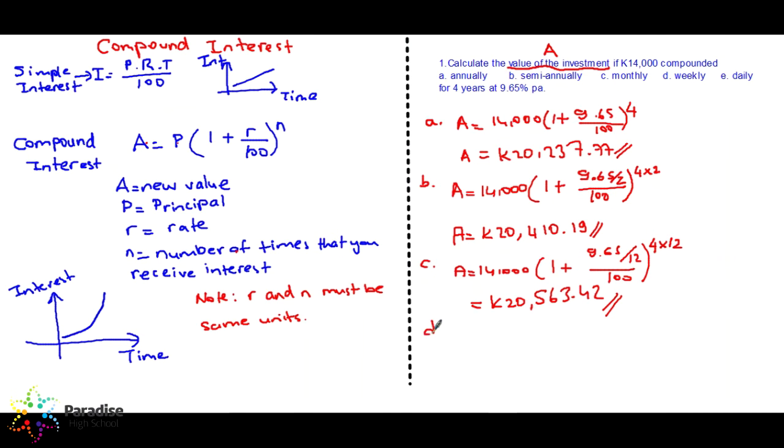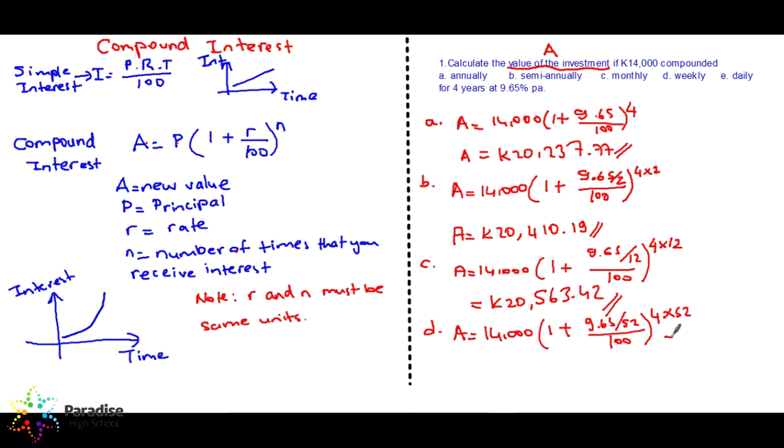So that is the new amount that will be in your account after 4 years, if it is compounded monthly. All right, next, if it is compounded weekly, then 14,000, 1 plus, what is your weekly rate? 9.65 is the annual rate divided by 52, because there are 52 weeks, divided by 100. In 4 years, how many weeks are there? 4 times 52. So this is your weekly rate, and this is how many times you receive interest in 4 years. Since you receive interest every week, then in 4 years, 4 times 52.